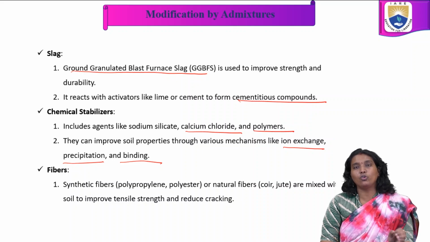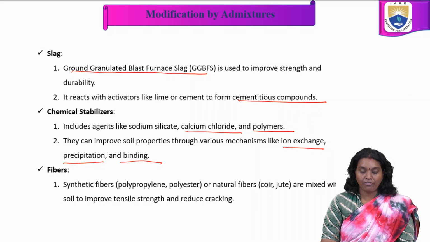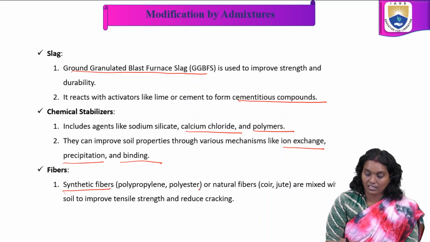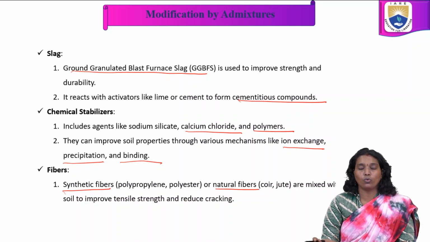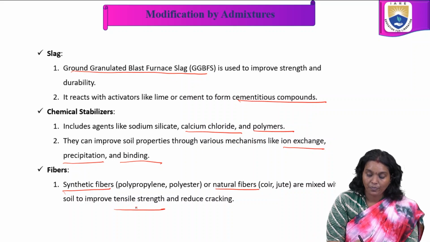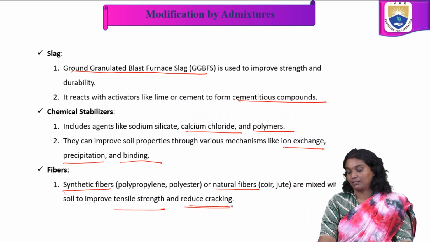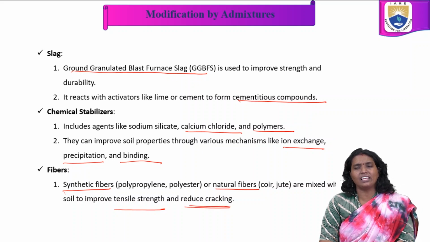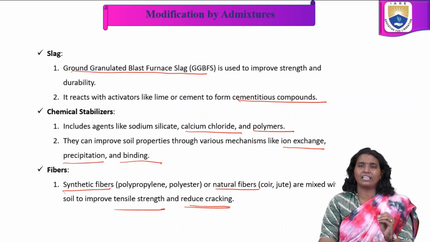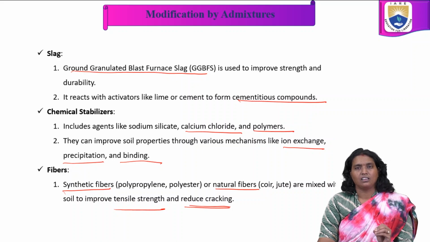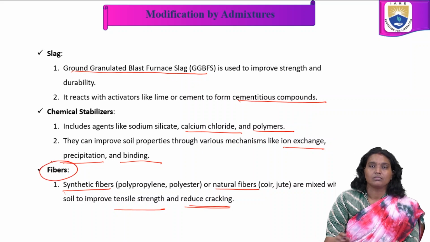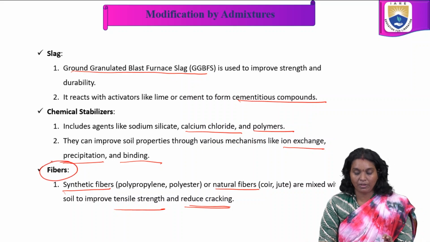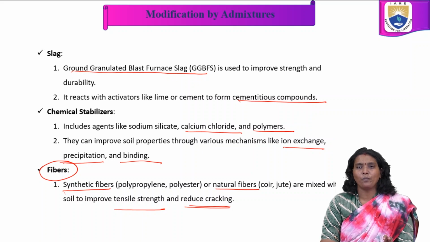Coming to the fibers, there are synthetic fibers and natural fibers. They are mixed with soil to improve the tensile strength and reduce cracking. With this tensile strength, we get better strength. For that purpose, we use these kinds of fibers. So synthetic fibers and natural fibers are mixed with soil to improve tensile strength and reduce cracking.